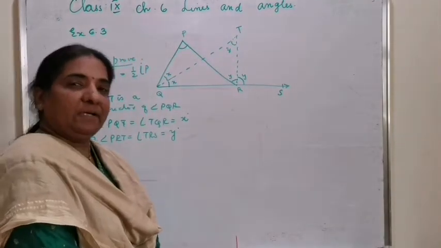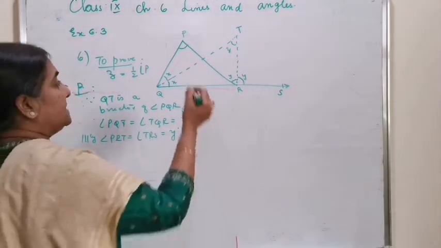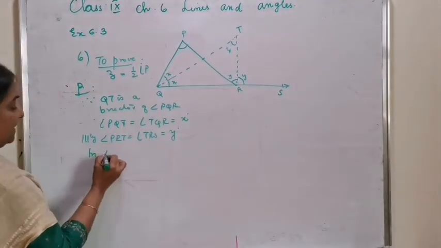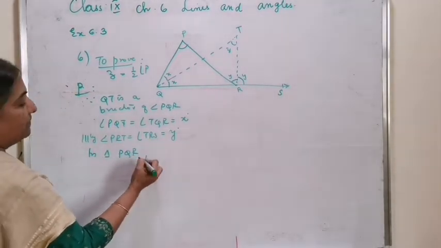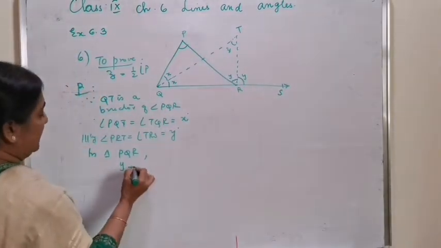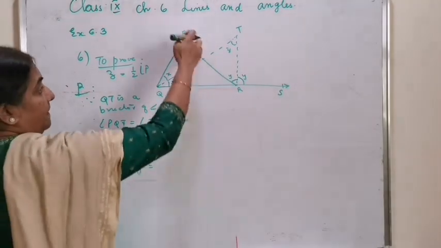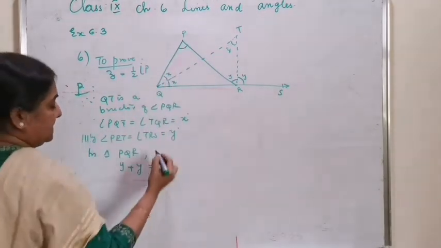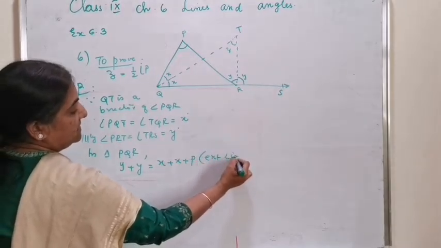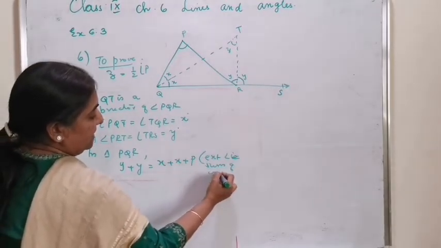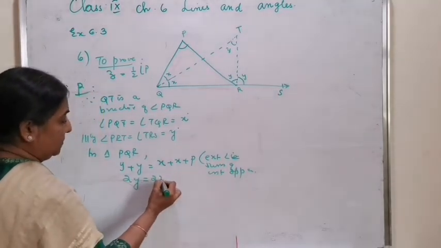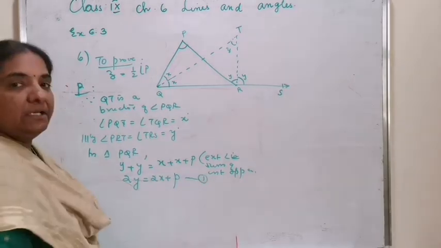You have to apply only the exterior angle property in two triangles. In triangle PQR, you can see the bold triangle, the side QR is extended. That means Y plus Y is equal to X plus X plus P, the exterior angle is equal to the sum of interior opposite angles. That means 2Y is equal to 2X plus P, equation number 1.